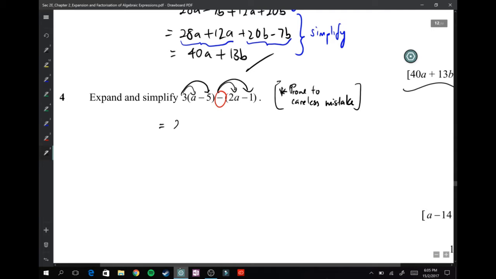Umbrella method again. You get 3a minus 15. Negative sign. Remember, you need to change sign, so I will write the sign changes in red. Same thing, group the like terms together and simplify them. You get a minus 14. That's the answer.